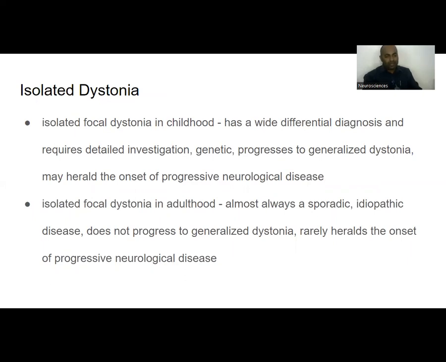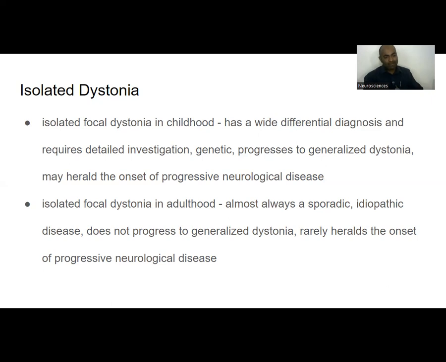Let's take this example: isolated focal dystonia. A patient develops an isolated focal dystonia in childhood versus an isolated focal dystonia in adulthood. What about isolated focal dystonia in childhood? It has a wide differential diagnosis and requires detailed investigation and genetic evaluation, because there is a high chance that this focal dystonia will progress to generalized dystonia and can also herald the onset of progressive neurological illnesses.